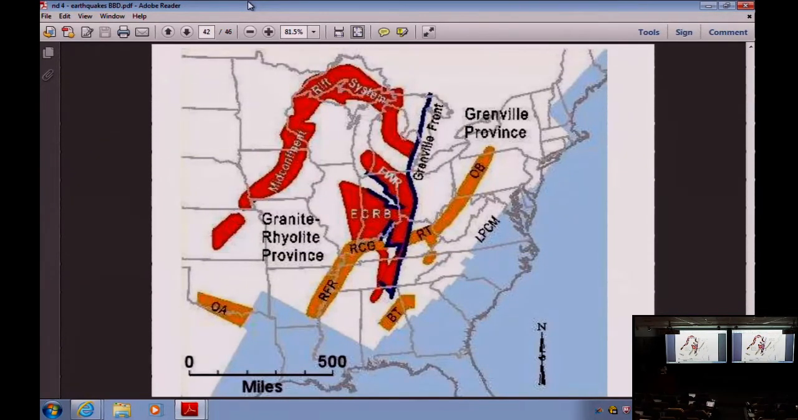There was an earthquake in Charleston, South Carolina. It was a 7.3 in 1886, killed 60 people, and it was so strong it was felt in Cuba. So there are big earthquakes along this rift zone. And again, the recurrence interval is quite long, so people get lulled into a false sense of security if you have a recurrence interval of several hundreds of years. So that's roughly where the Reelfoot Rift is.